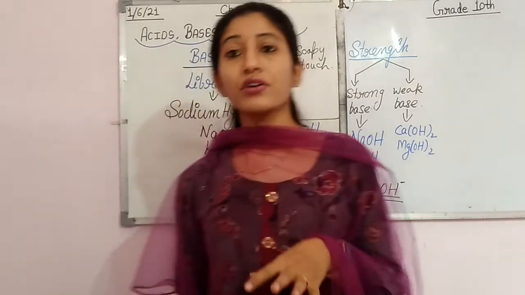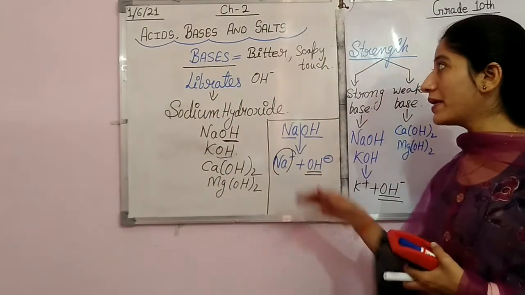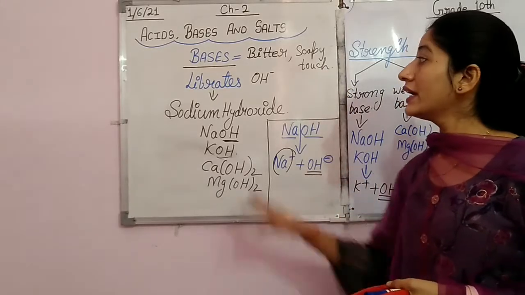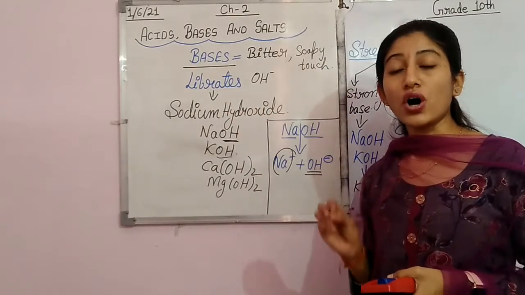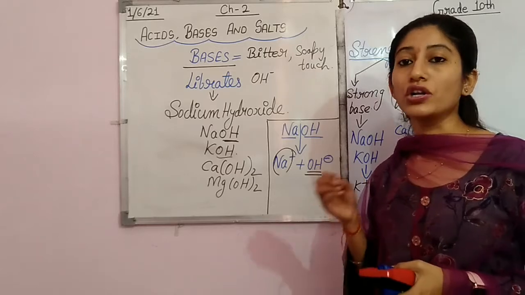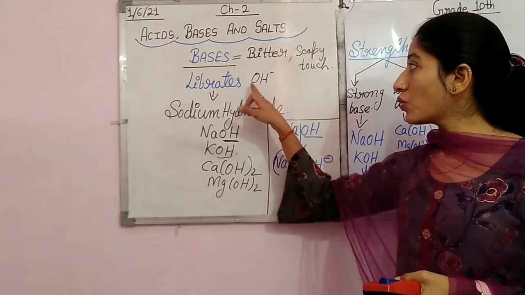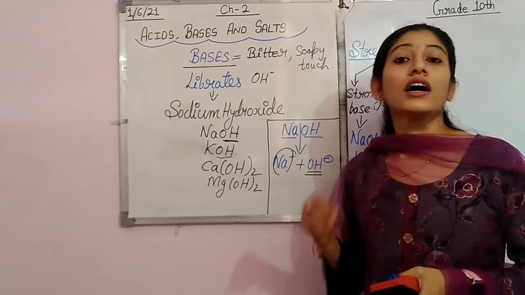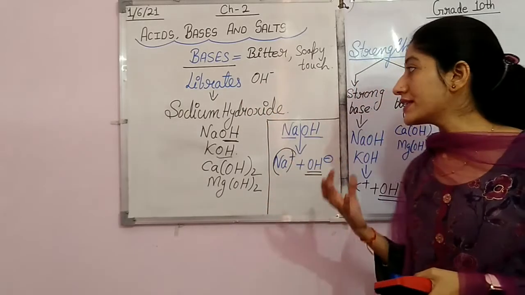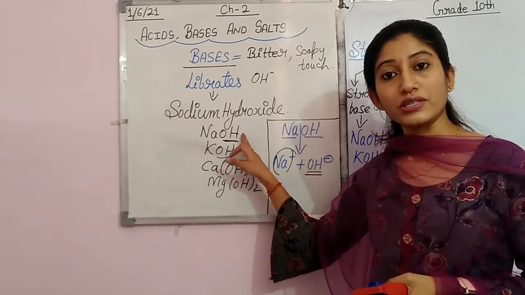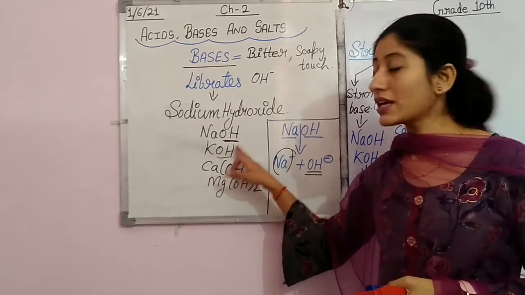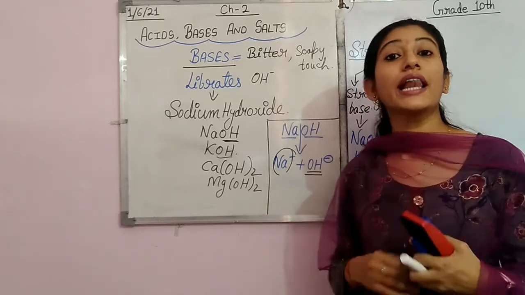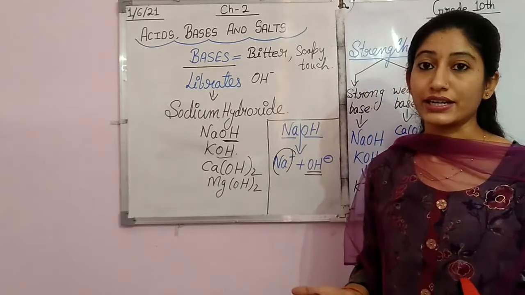So related to bases, what we come to know now is that bases are bitter in taste. They have a soapy touch, right? Then when we dissolve bases in an aqueous solution, they liberate OH- ions. The examples of bases are sodium hydroxide, potassium hydroxide, calcium hydroxide, magnesium hydroxide, aluminium hydroxide, etc.